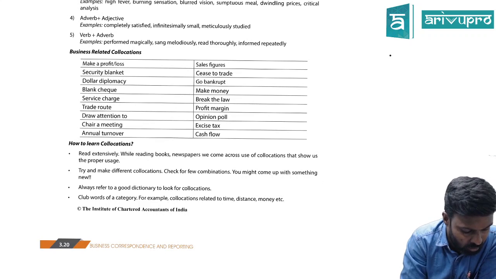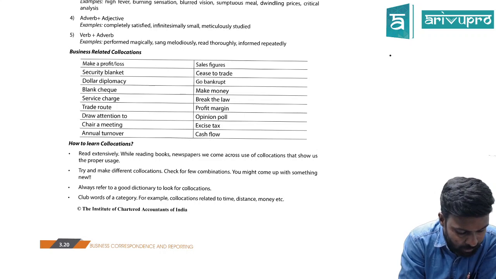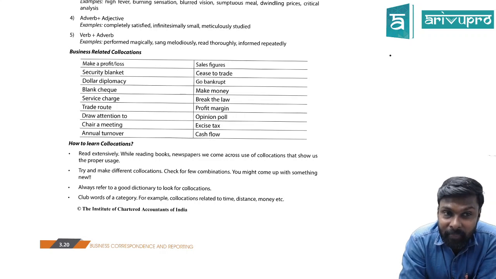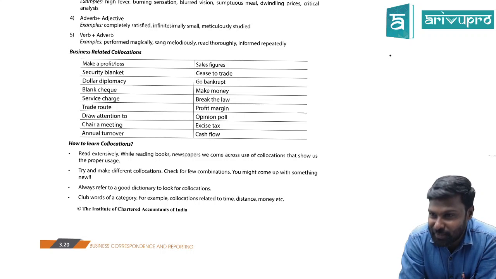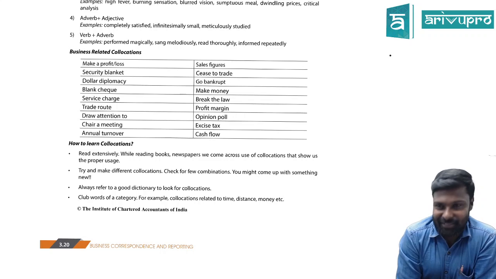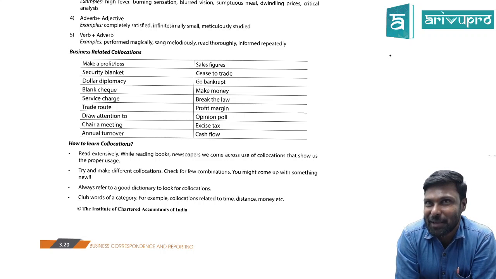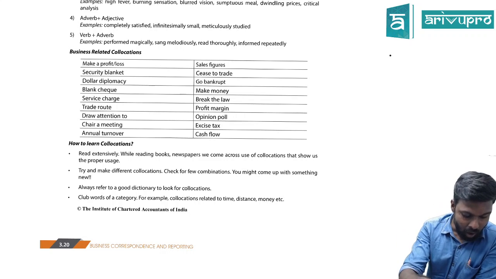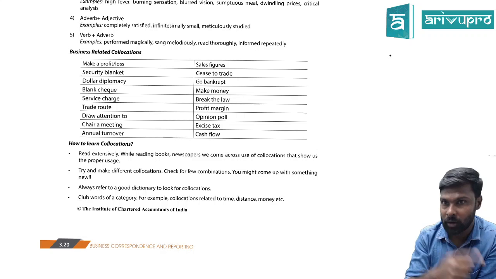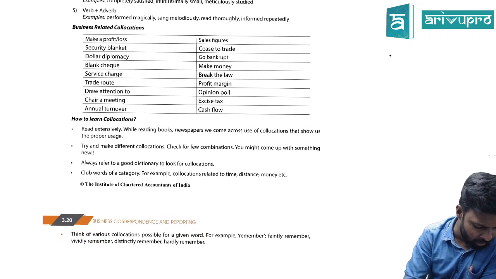Next one. Business related collocations. Make a profit or loss. Sales figures. Security blanket. Dollar diplomacy. Blank check. Service charge. Trade route. Draw attention to. Chair a meeting. Annual turnover. Yeah, each one is an example for a business collocation. Anyways, don't confuse. All these are examples for business-related collocations. Not this one is the meaning of the other one. All are business-related collocations.